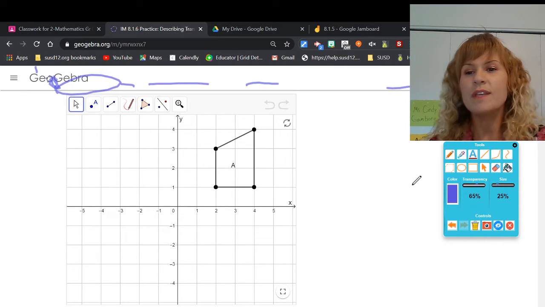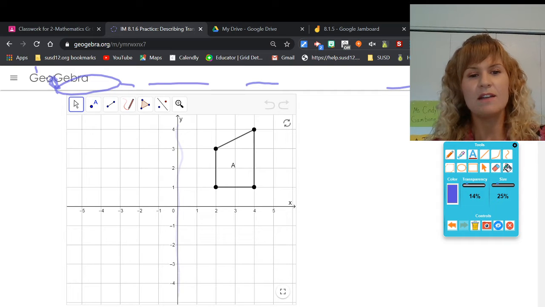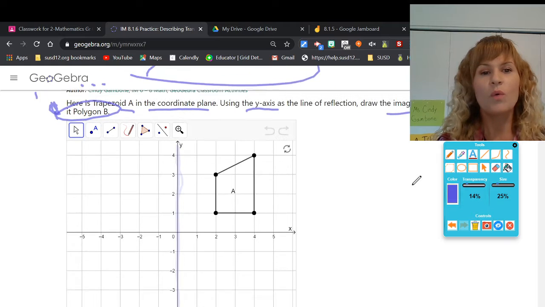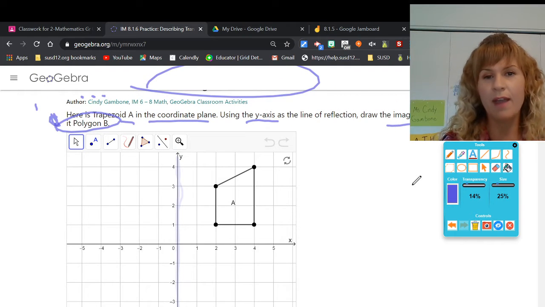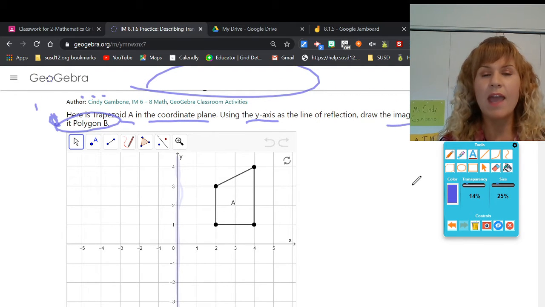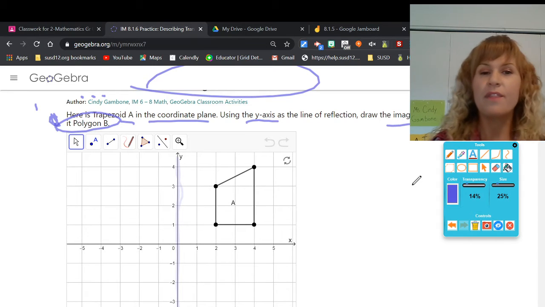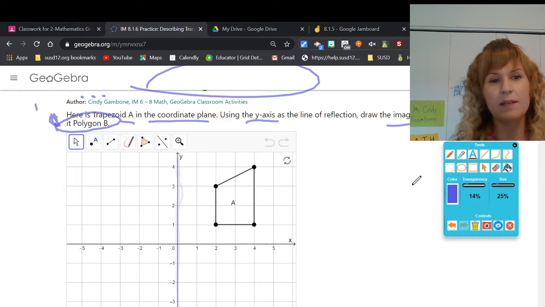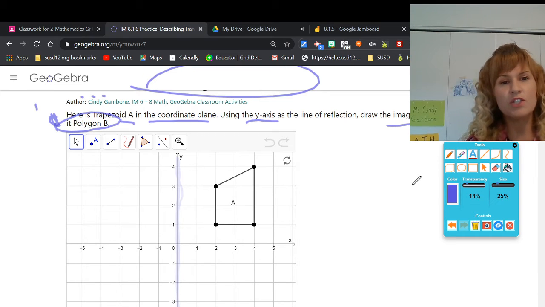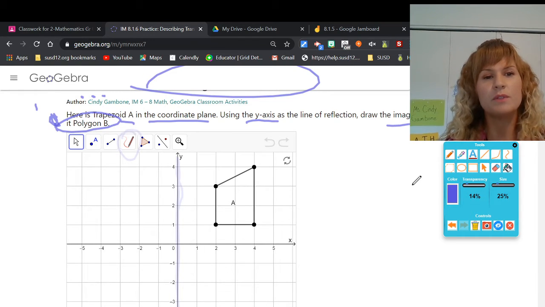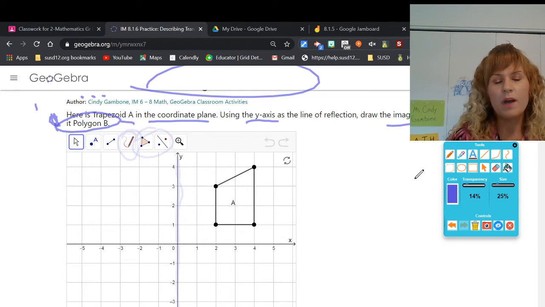Okay, we're using the y-axis. So let me highlight that here. This is our line of reflection. We're drawing the image of A. That means A after reflecting across the y-axis. Then we'll label it polygon B. We can choose to use the drawing tool or Geogebra tools. Which do you want?